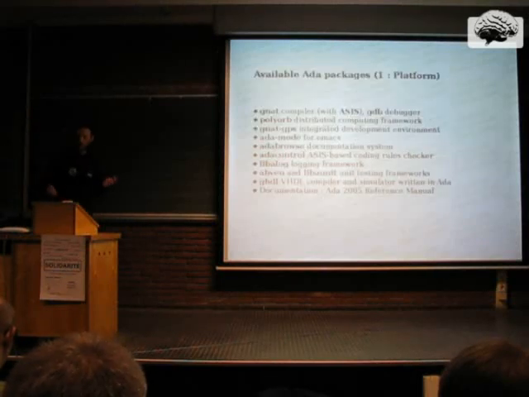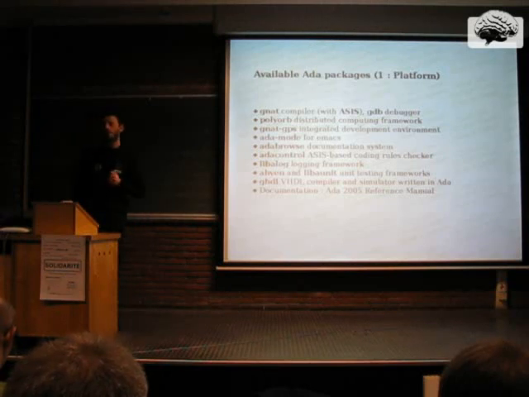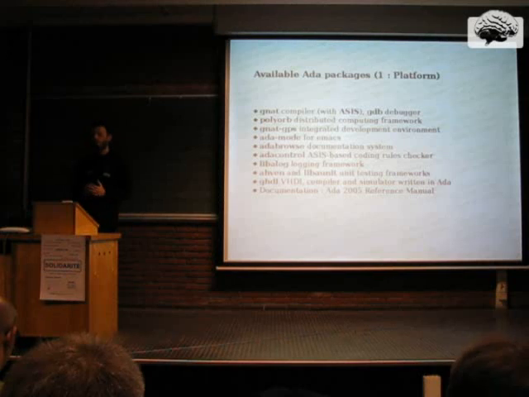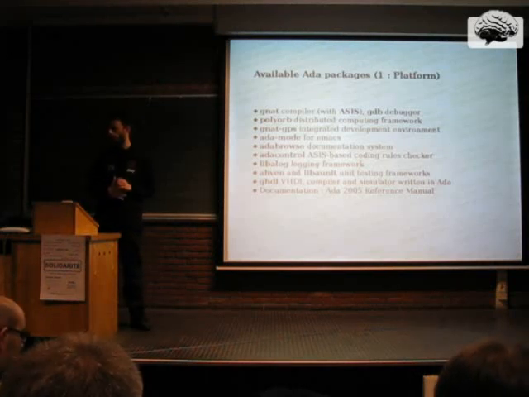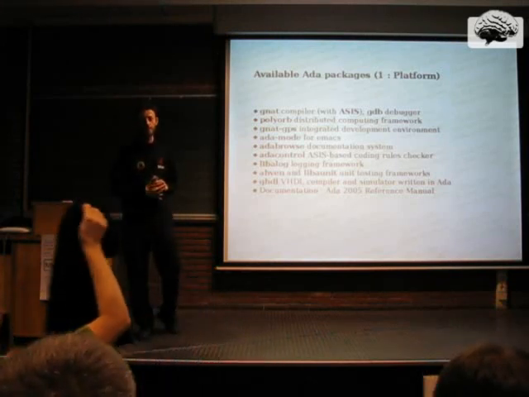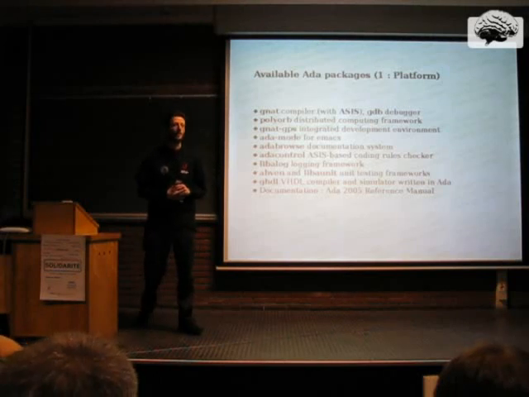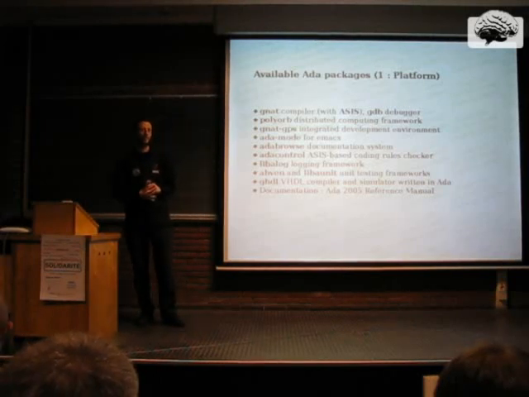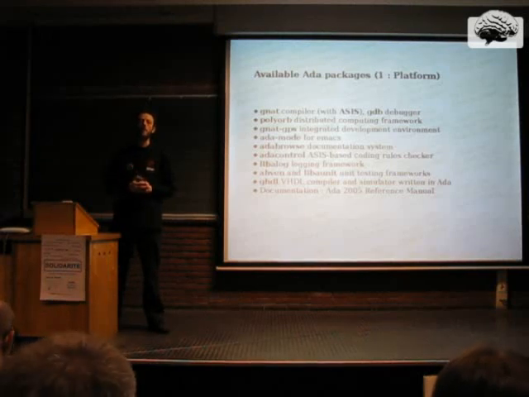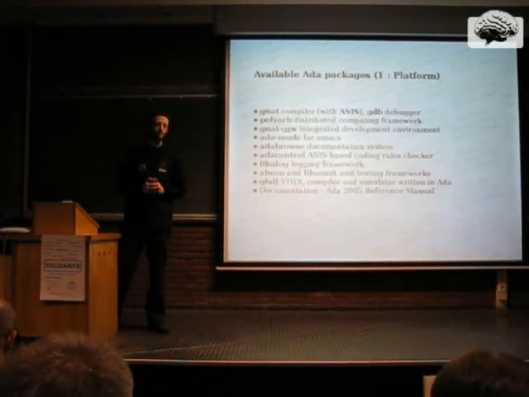So, what do we provide in Debian for the Ada developer? The first set of packages that we provide is really the development platform by itself. It consists of the GNAT compiler. GNAT is actually the Ada frontend of GCC. So it is really part of GCC. And the packaging work that I do on GNAT is done together with the GCC maintenance team of Debian.